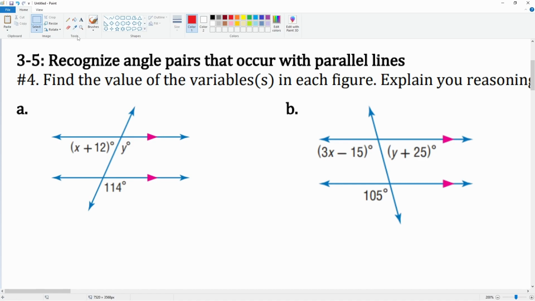What is the relationship between some of these angles? Well, we know that this looks like a linear pair, so we know that x plus 12 plus y equals 180. If we try to do that, it doesn't really help us because you have two variables here. Okay, so let's try to set up something else. Besides trying to solve for y, let's see if we can solve for x.